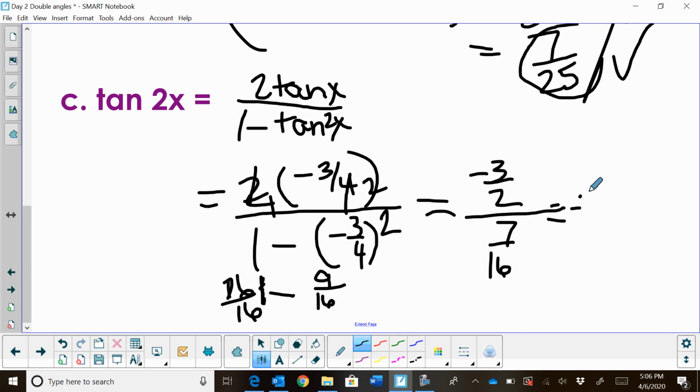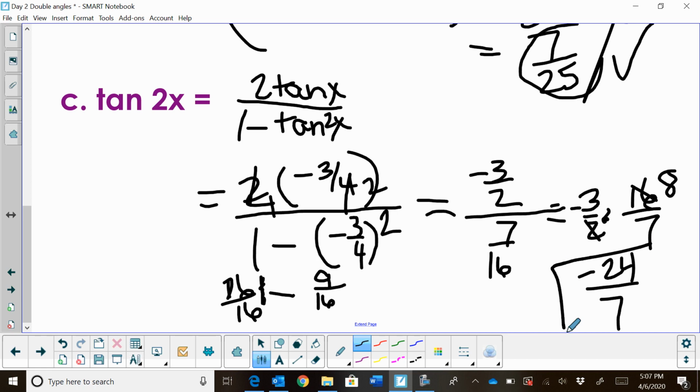So we rewrite this as negative 3/2 times 16 over 7. So what's that going to give us? Let's do a little reducing here. The 2 goes into the 16, 8. So that gives us negative 24 over 7. And there we go. We've got the tangent of that same angle.